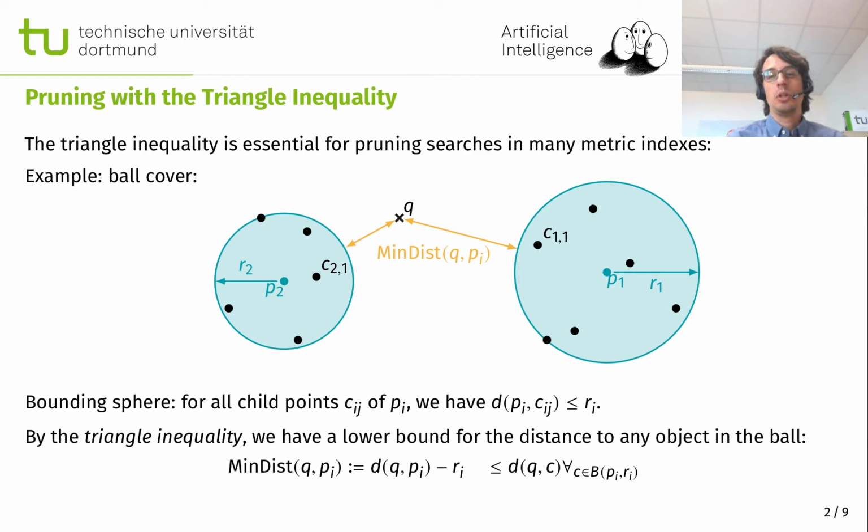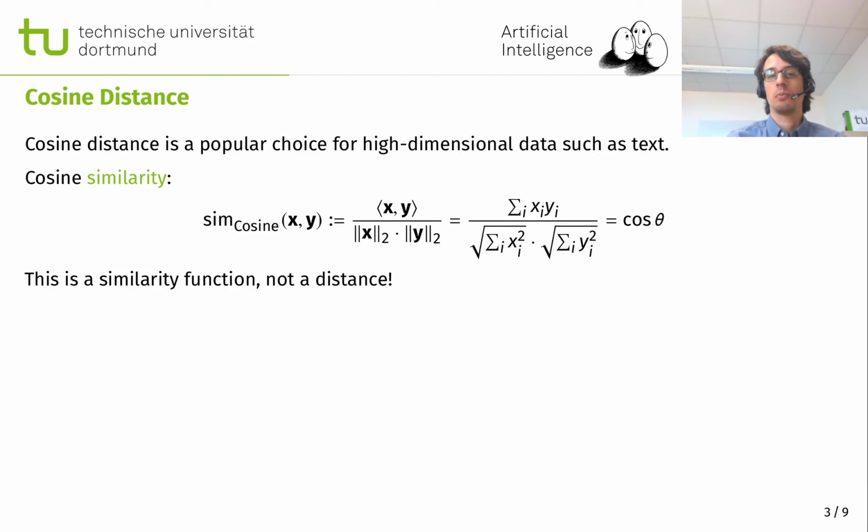But I do need a distance measure that has the property of the triangle inequality. And that is not universally true. A very popular distance function these days is cosine distance.